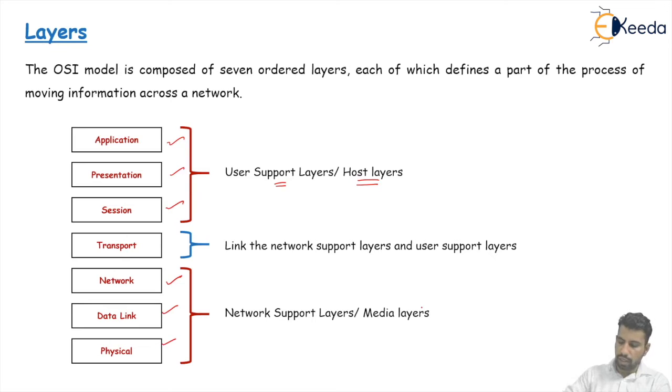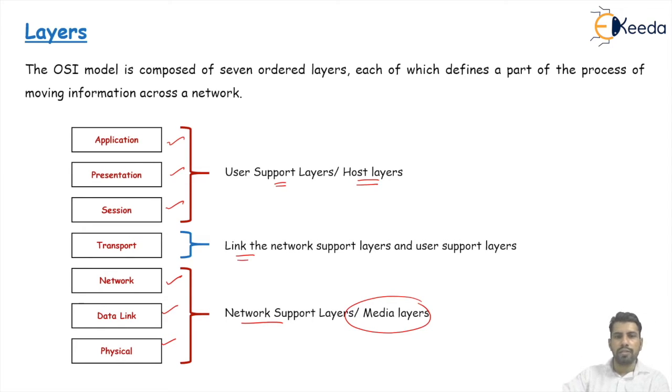The below 3 layers, network layer, data link layer, and physical layer, are our media layers, and we also call them the network support layers because the main responsibility, or you can say the domain, of these 3 layers is related to the links, meaning how the data or the packet is transferred from one particular node to another node.